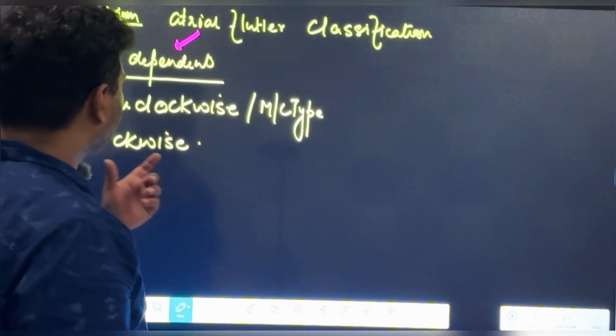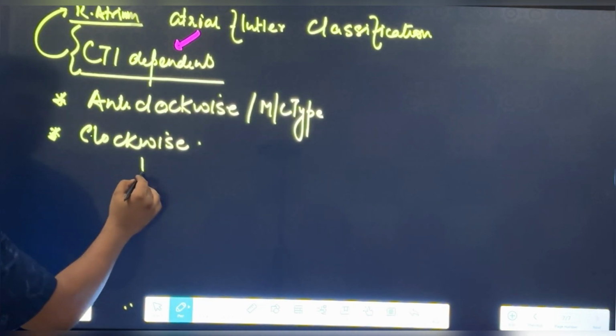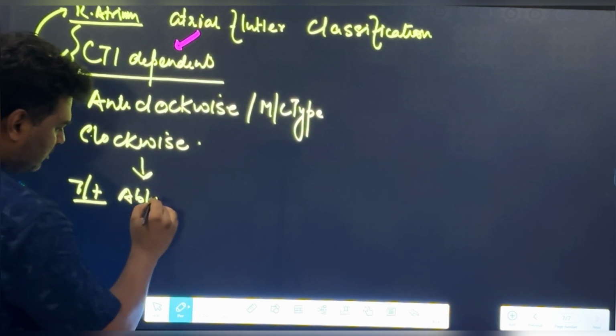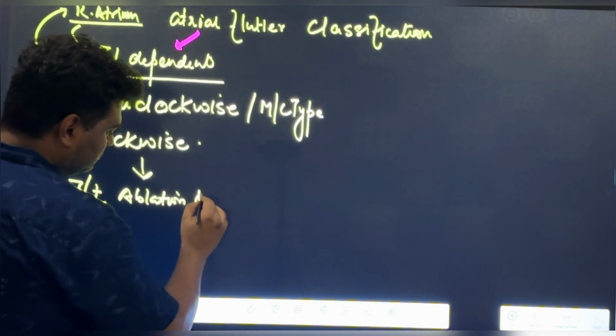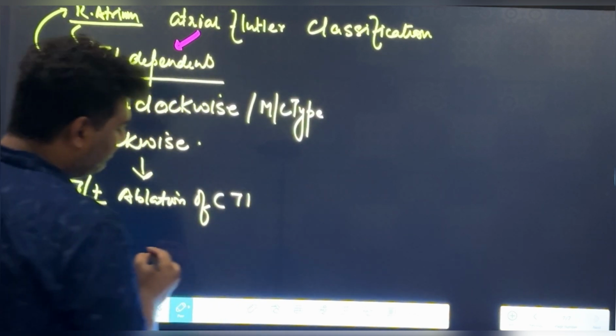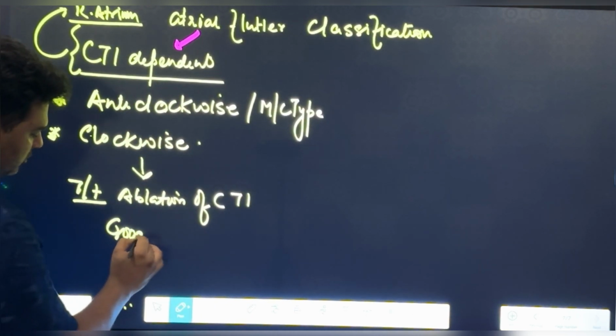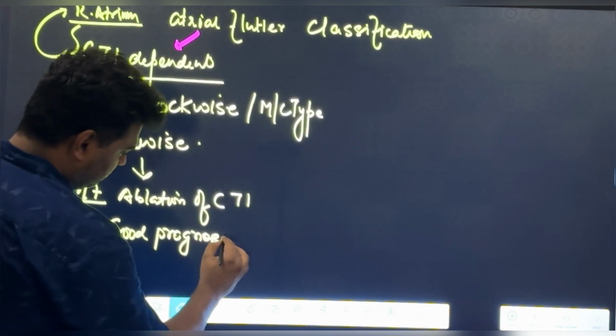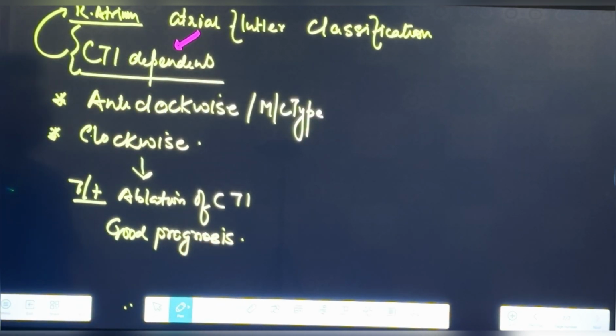Then what happens with CTI dependent flutter, what will you treat? You will simply do ablation of the CTI. So they will have a very good prognosis. They will have a good prognosis.